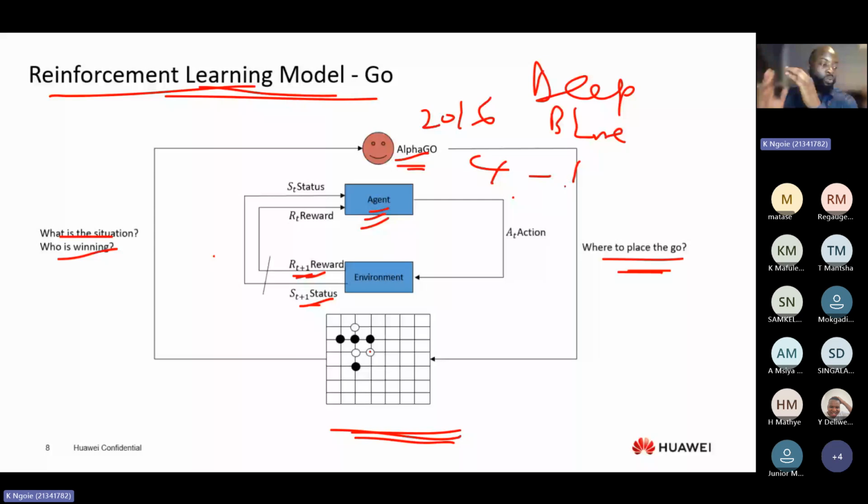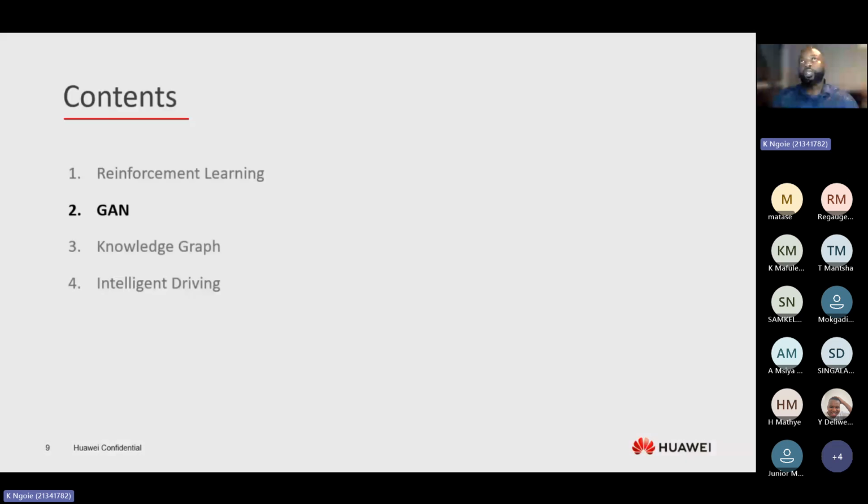All right, so you can create your own agent. It's very easy nowadays. There are many tools that can help you create your own agent, depending on what idea you have and how you want to do it. Okay, so the next one will be the GAN.